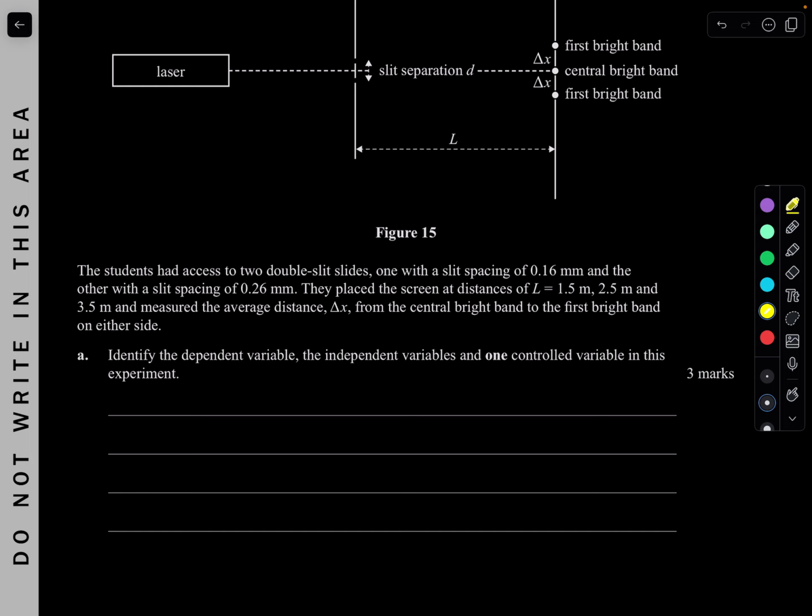So they can change L, and they can also change the slit spacing and measure the average distance. What they're measuring is the average distance, change in x, from the central bright band to the first bright band. Identify the dependent variable, the independent variable, and the control variable in this experiment.